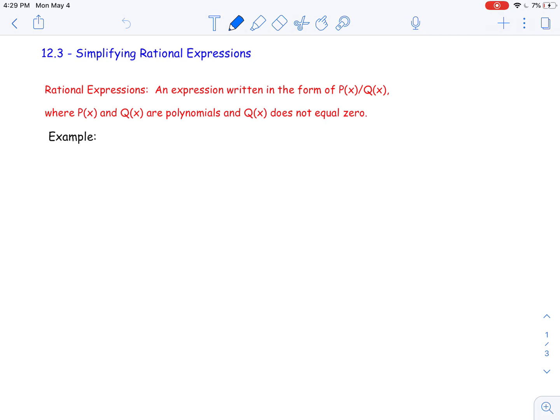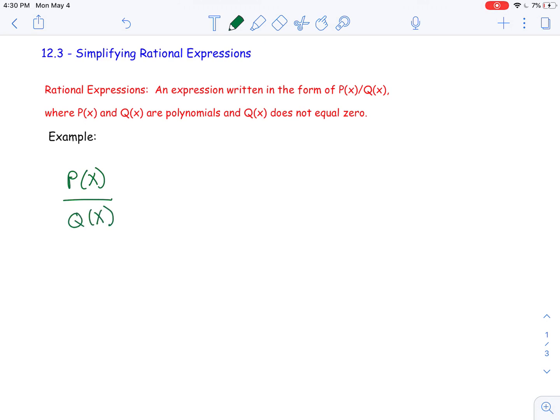So to remember what a rational number is, think back to the beginning of the year where we talked about the different sets of numbers. Rational numbers are numbers that can be written as a fraction. So rational expressions are just polynomial fractions that have a polynomial in the numerator on the top and a polynomial in the denominator, which is the bottom of the fraction. For example, we can say that a rational expression is represented by p of x over q of x. So these are just functions.